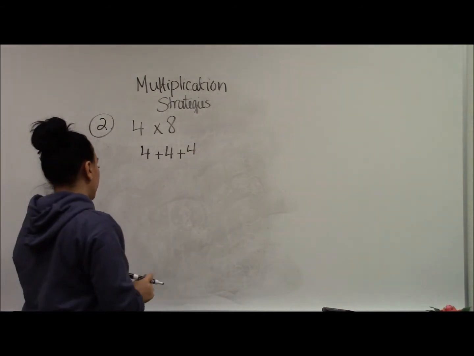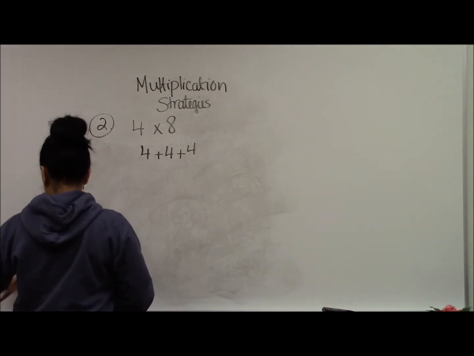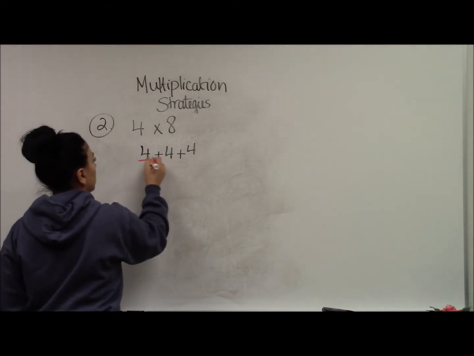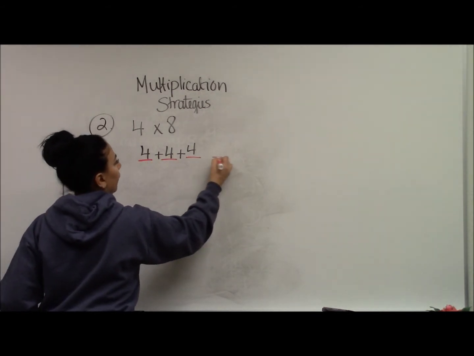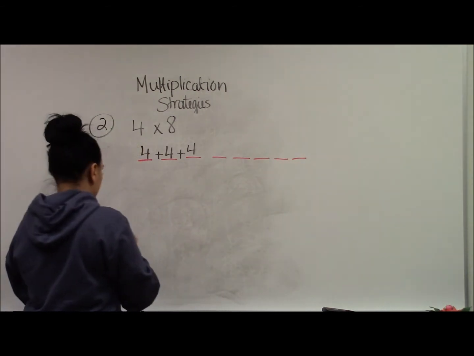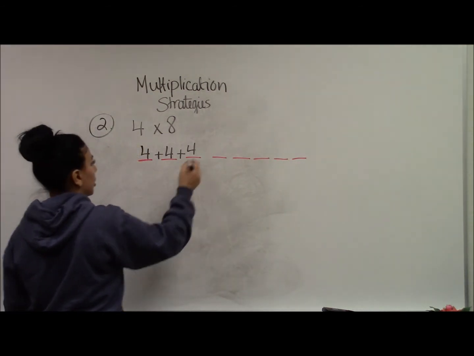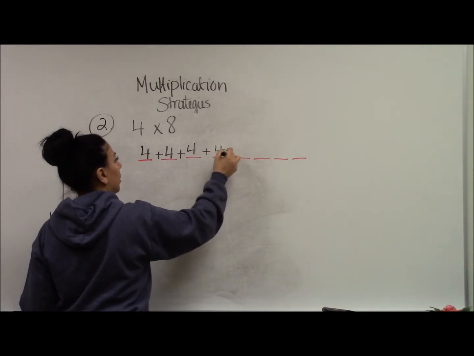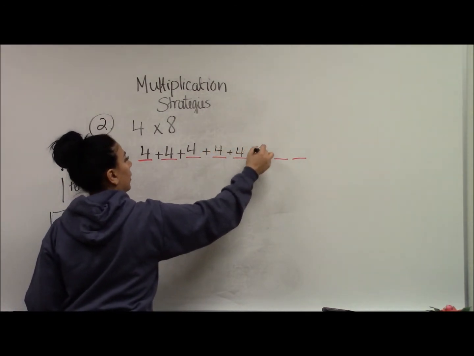Another tip that we can use is we can just actually have 8 spots. So 1, 2, 3, 4, 5, 6, 7, 8, and make sure that we write 4 on each, and that's going to help our students not lose track of how many they have added so far.